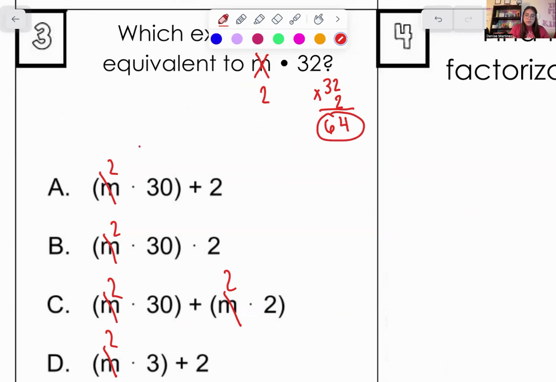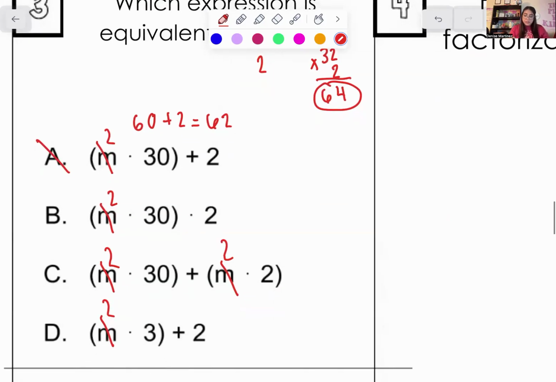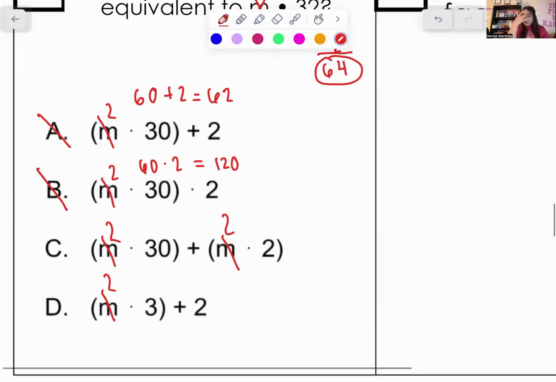So 2 times 30 is 60. 60 plus 2 is 62. That's wrong. 2 times 30 is 60. 60 times 2 is 120. That's also wrong. And then 2 times 30 is 60. 60 plus 2 times 2 is 4. 60 plus 4 is 64.